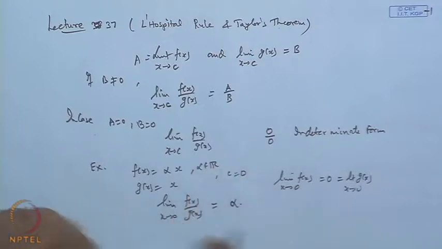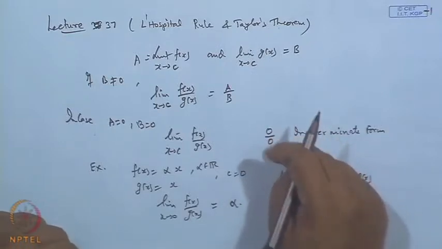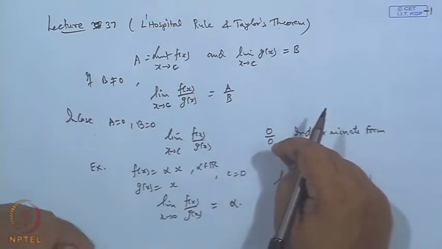So, it means that when the limit of f(x) by g(x) amounts to 0 over 0, then it may exist and have a real number value, or sometimes it may not exist also. We will take an example where the limit does not exist.